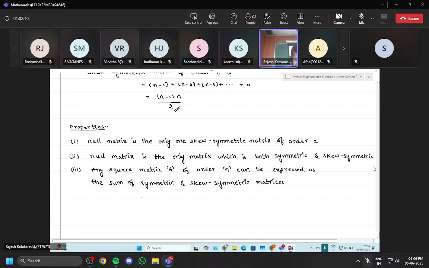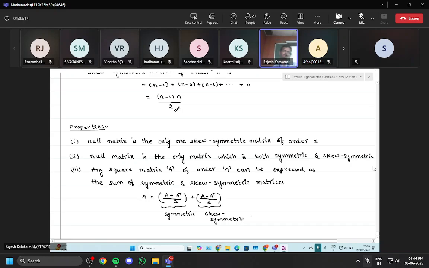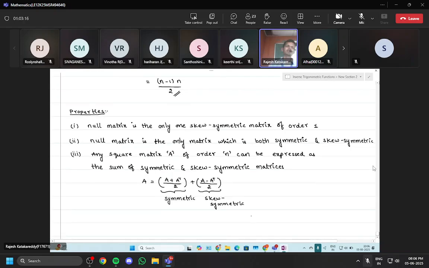We can write a matrix A is equal to A plus A transpose by 2, plus A minus A transpose by 2. So this is the symmetric part. Next is the skew symmetric part. We use this property for matrices that are neither skew nor symmetric, right?